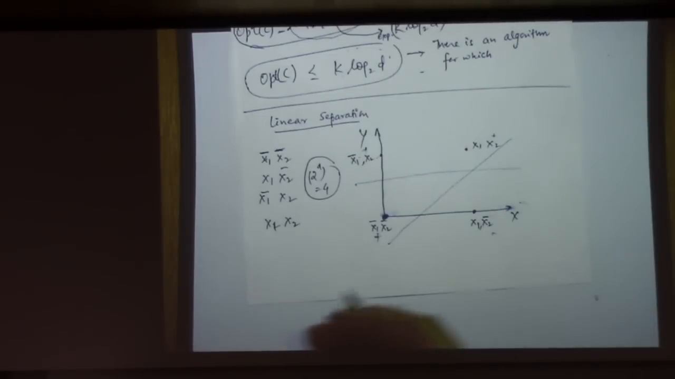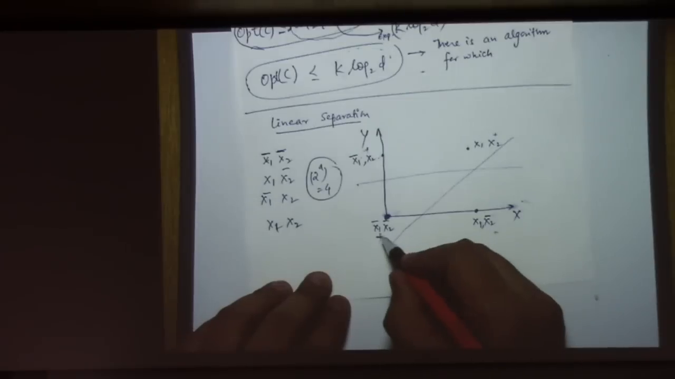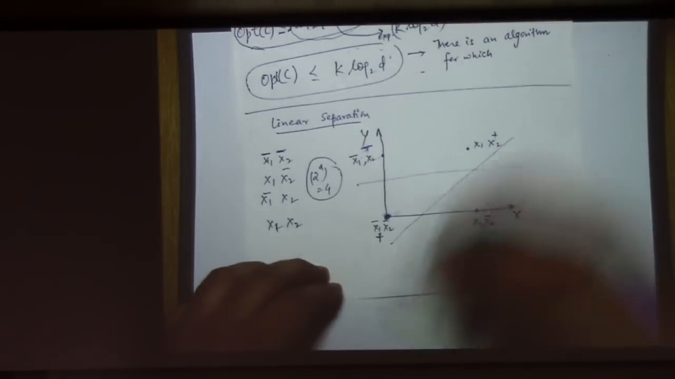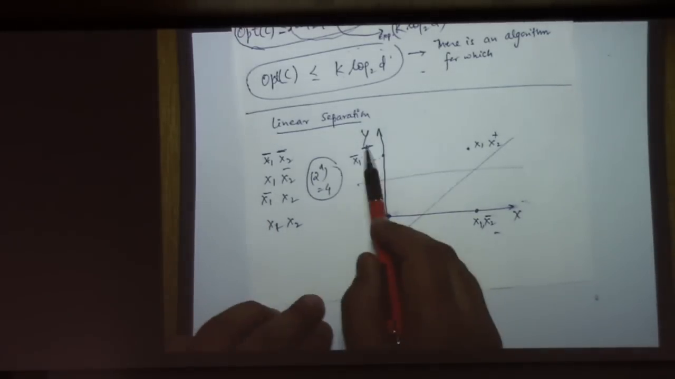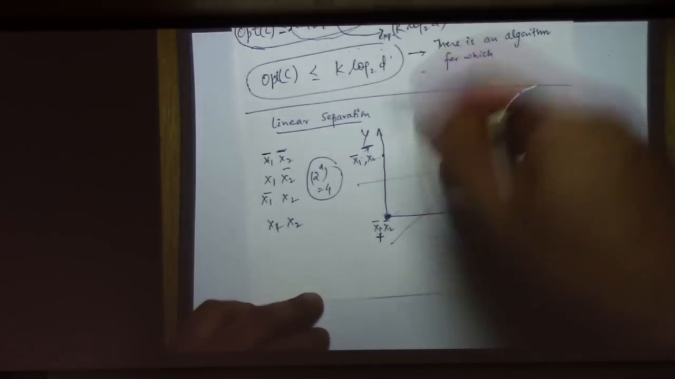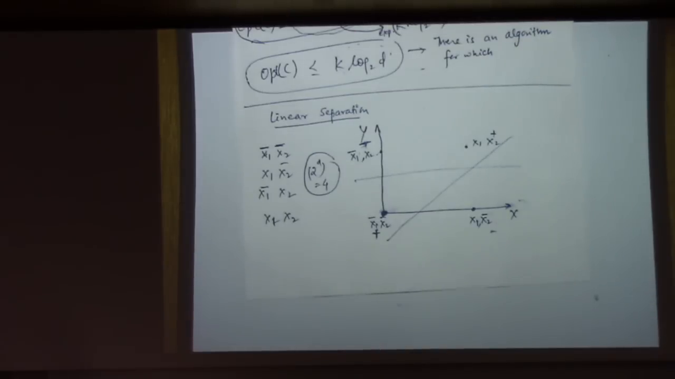But not all concepts are linearly separable. Even for this simple case, if a concept labels these 2 as positive and these 2 as negative, then there is no way you can draw a line which can linearly separate them. These 2 are negative, these 2 are positive. You can never draw a line, which means that this concept is not linearly separable.